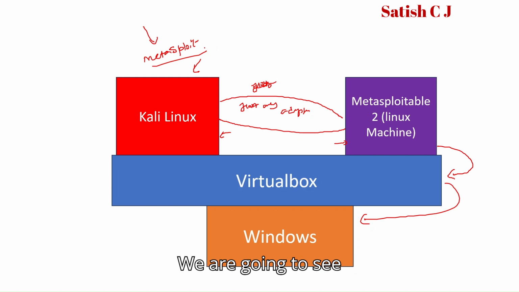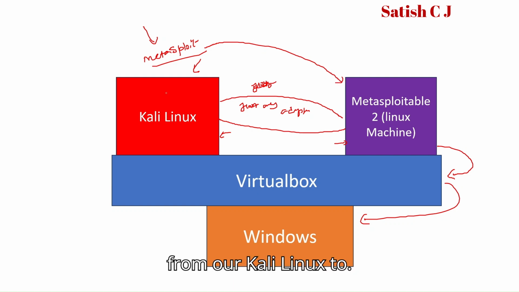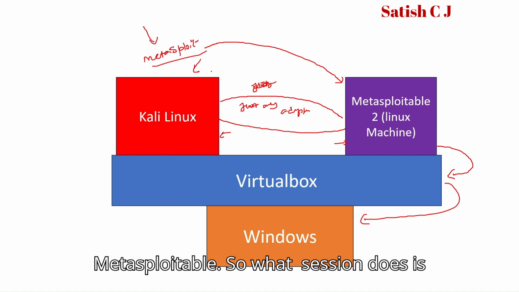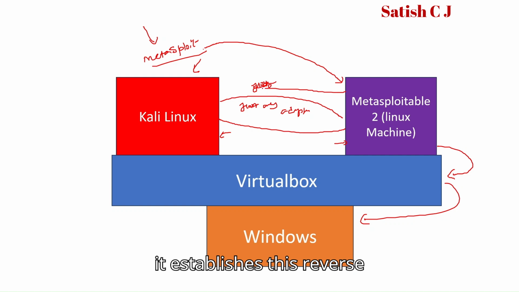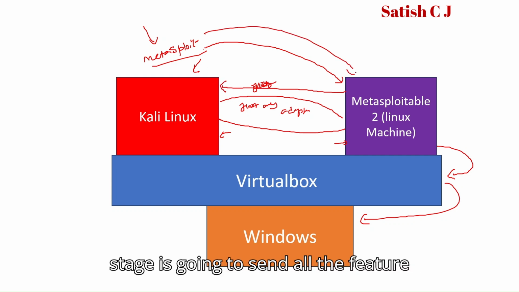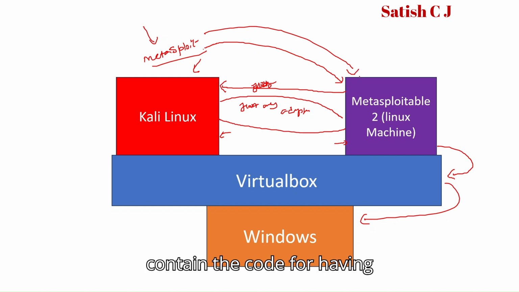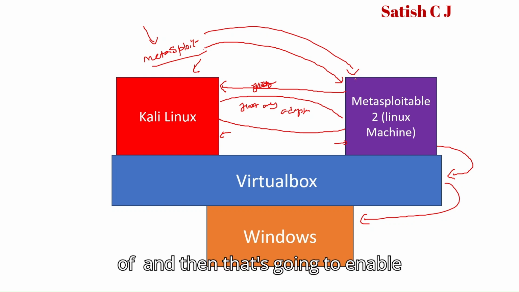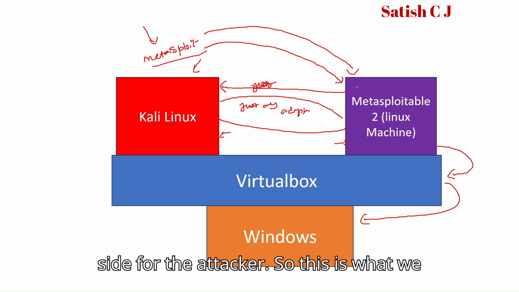From within Metasploit, we're going to see to it that we establish this Meterpreter session from our Kali Linux to Metasploitable. So what a Meterpreter session does is, first it sends an initial stage, and then it establishes this reverse shell. Once that is done, the next stage is going to send all the feature-rich capabilities. The payload will contain the code for having all the feature-rich capabilities of Meterpreter, and that's going to enable a lot of functionalities on the victim side for the attacker.